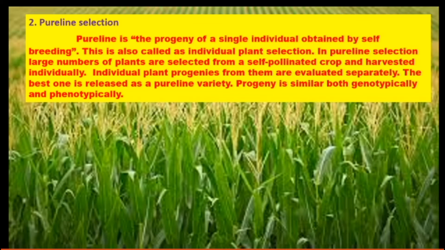In pure line selection, a large number of plants are selected from a self-pollinating crop and harvested individually. They allow self-pollination and individual harvesting, then select the individual plants, and the progenies from them are evaluated separately. After that they go for the evaluation of how the character comes while we are cultivating. The best one is released as the pure line variety.